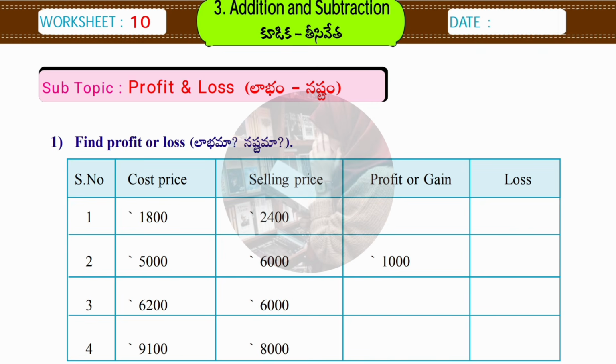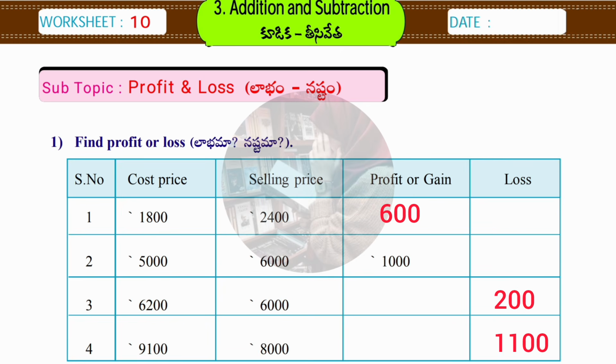So let's say the first product has a cost price of 1800 and a selling price of 2400. If you buy something at 1800 rupees and sell it at 2400 rupees, then of course you have gained, so there is a profit of 600. Selling price minus cost price, 2400 minus 1800, is equal to 600. So you get 600 profit. That's why I write down 600.